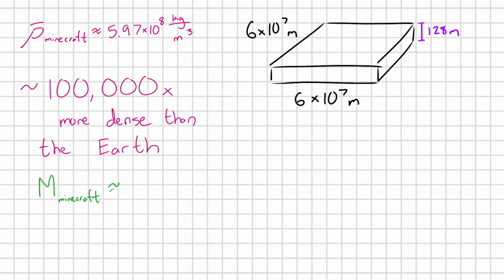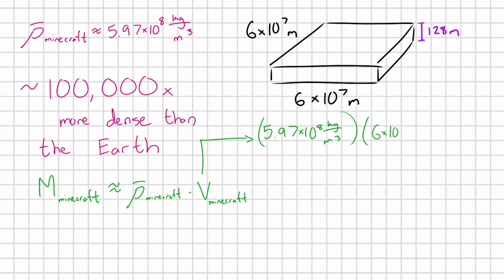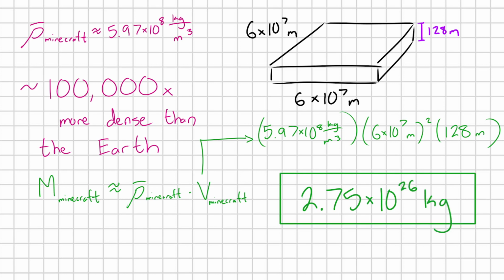To get the mass of our entire Minecraft world, we're going to take this average density times the volume of our Minecraft world. And you know, we have all the dimensions, I'm showing them up there, so we plug all those guys in, and we're going to find that our Minecraft world has a mass of 2.75 times 10 to the 26 kilograms.